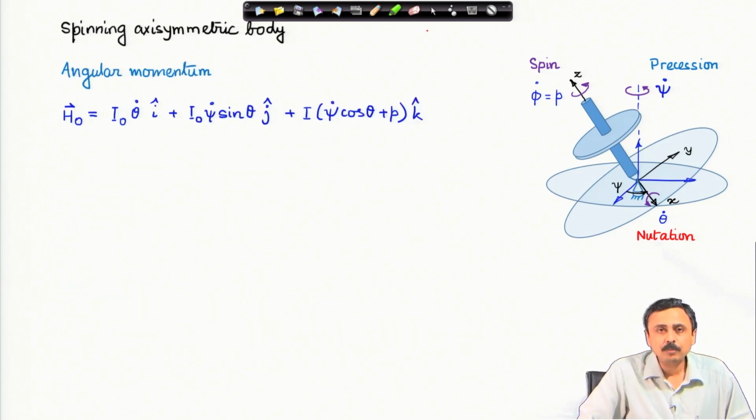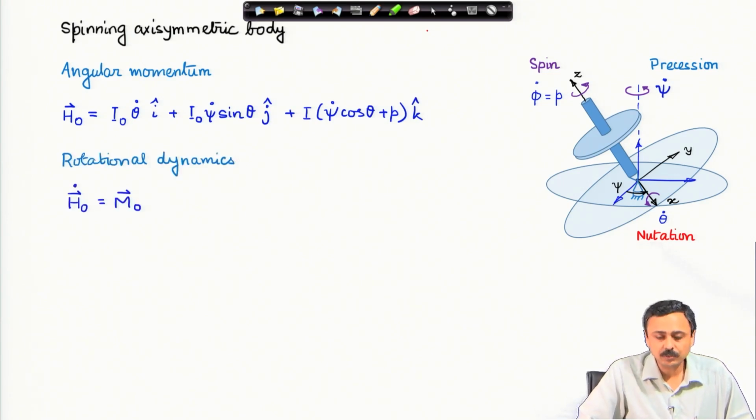So, this is our angular momentum. Now, we will look at the equation of angular momentum, or the rotational dynamics equation, about this point O, which is a fixed point in inertial space. The rate of change of angular momentum about O is equal to the net moment of all forces about O, or there can be couple moments as well. So, the sum of all moments.